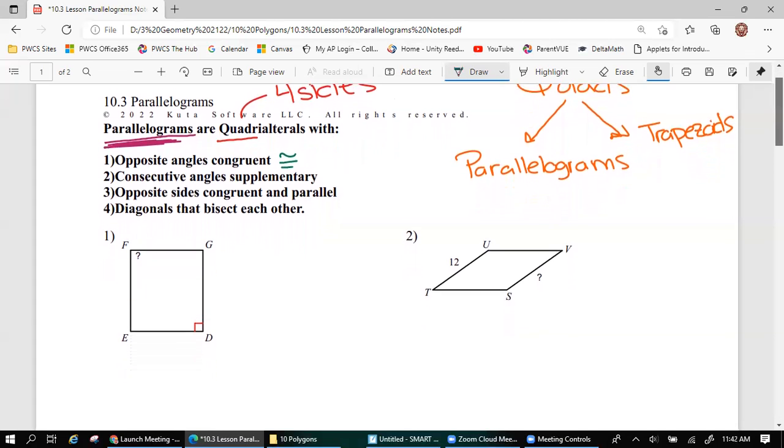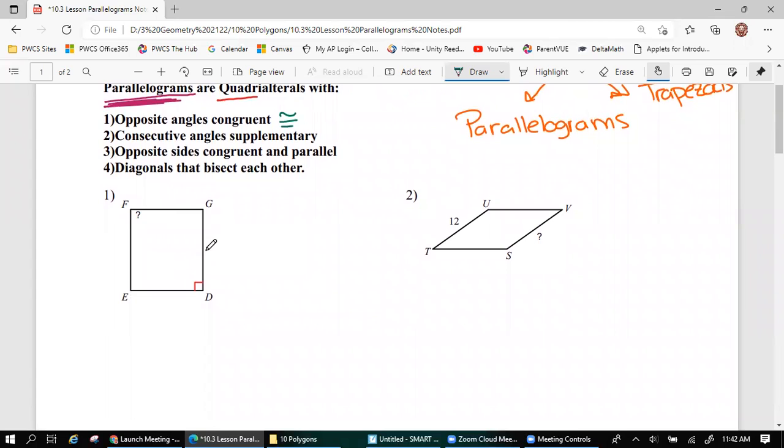And so if I look at this first picture here, all we're going to focus on is the angles. Opposite angles are angles that are across from each other through the parallelogram. In a parallelogram, the opposite angles are going to be congruent. So if this angle D is 90 degrees, then that means that angle F is also 90 degrees.